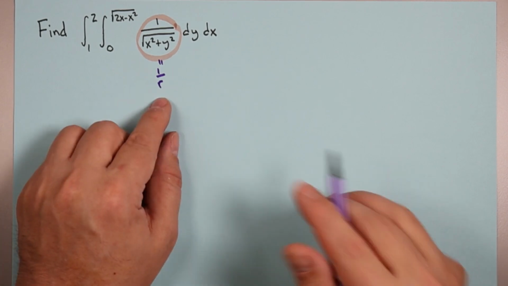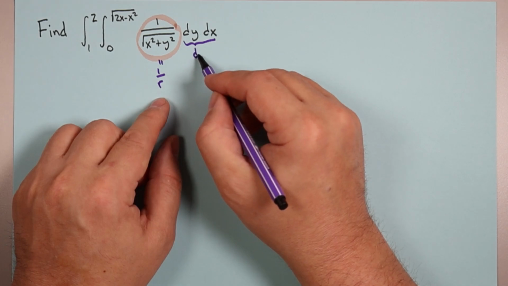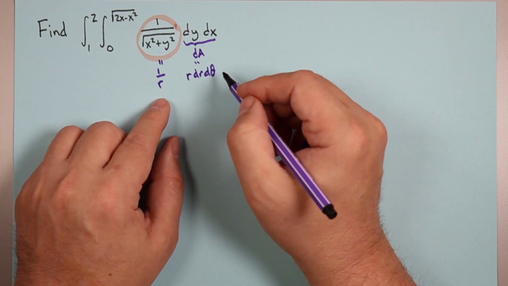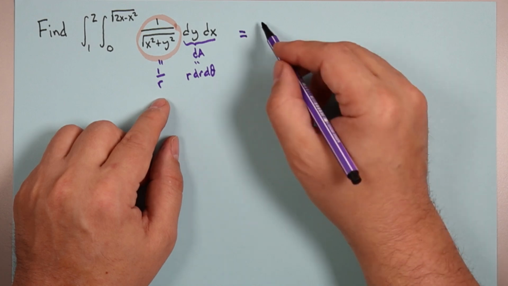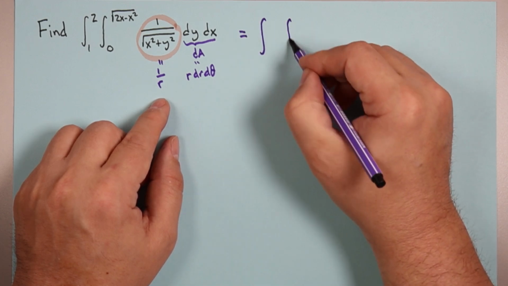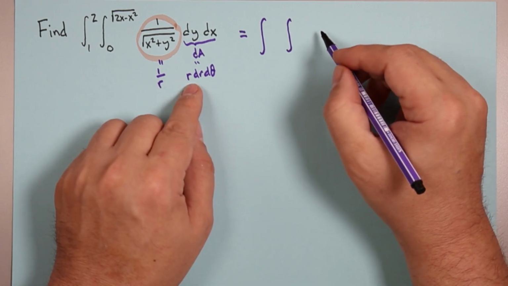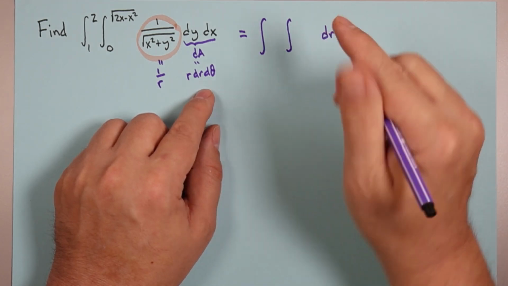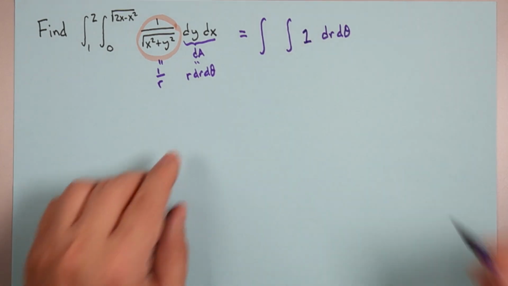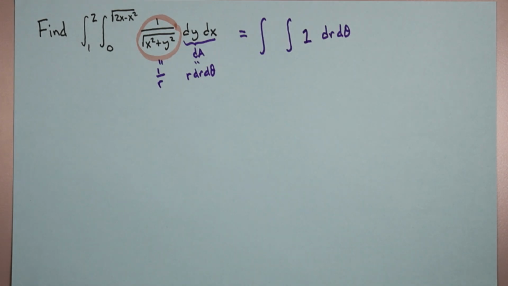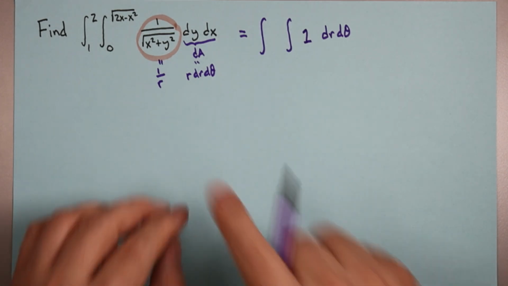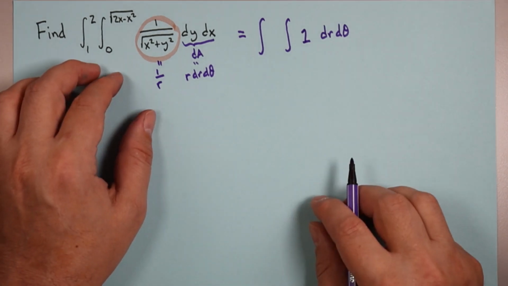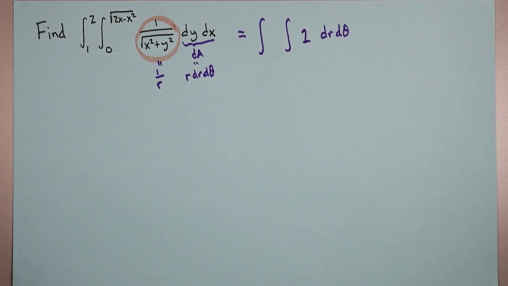Well, dy dx is your dA, and this would become your r dr d theta, which means that if we converted this into polar, we'd have the integral of 1 over r times r, which cancels, and then we'd have dr d theta. So we literally would be integrating 1, and that's a great kind of thing to integrate. So at least in terms of this part, life is good. But what about the bounds? You have to think about those.